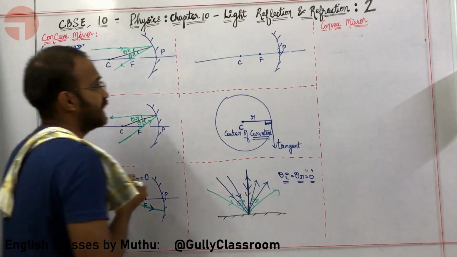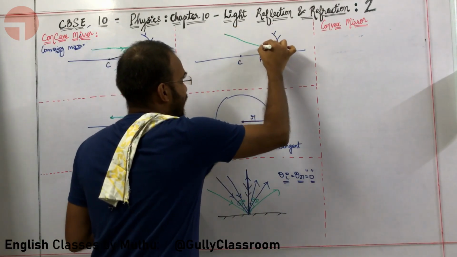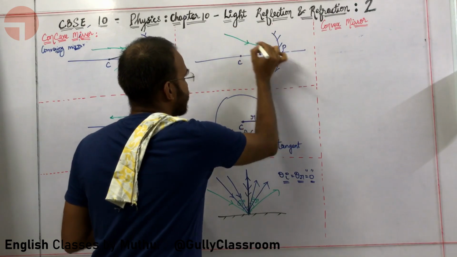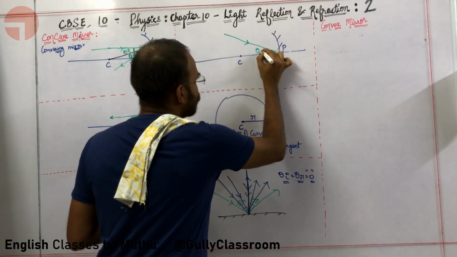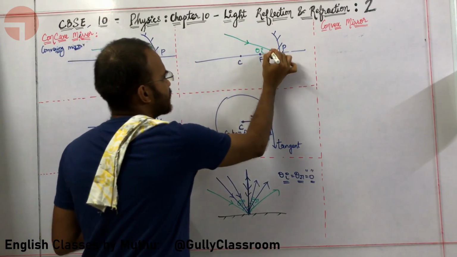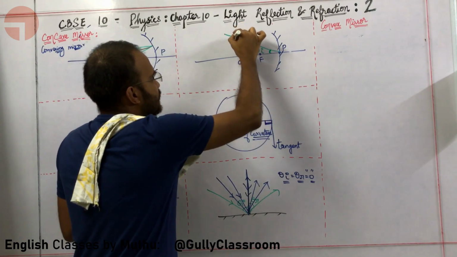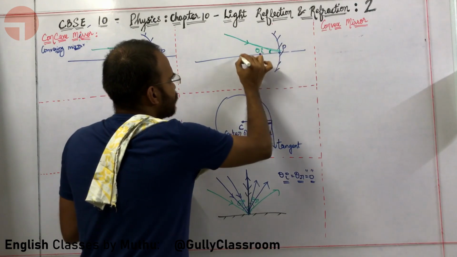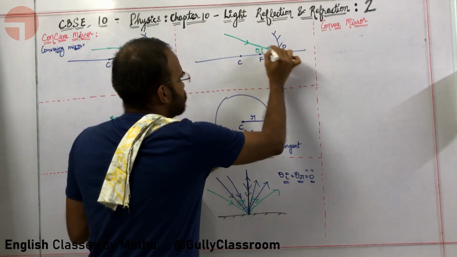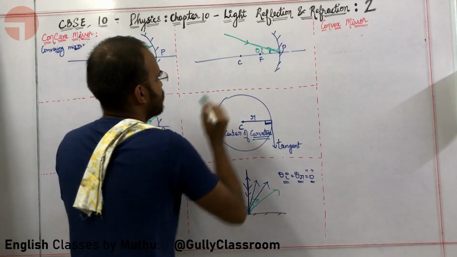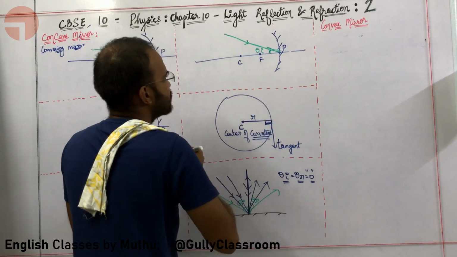This particular light ray is coming at an angle to the pole. So this is called the angle of incidence. Sir, why is this called the angle of incidence? Angle of incidence is the angle between the incident ray and the normal. Here the principal axis is acting as the normal.